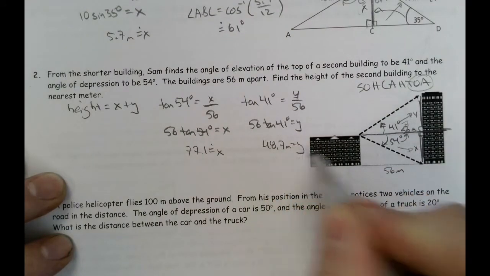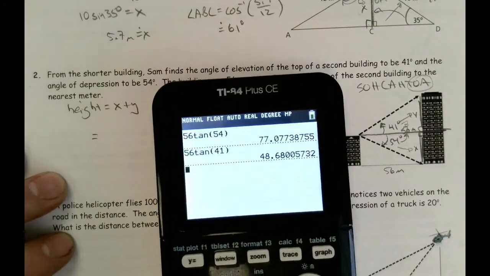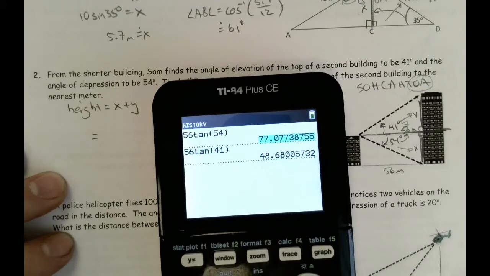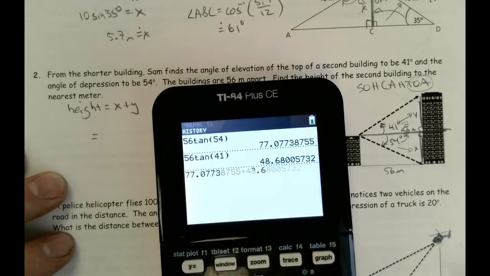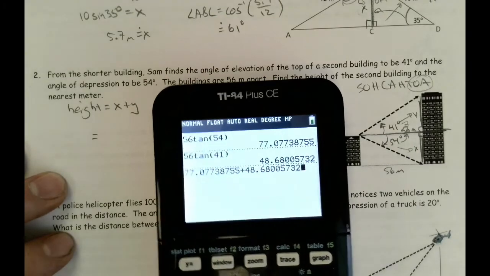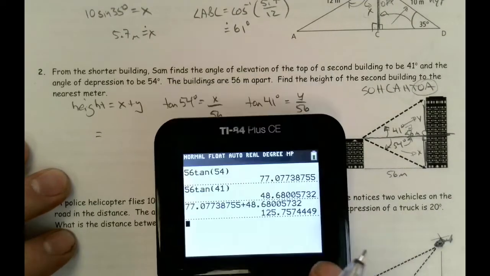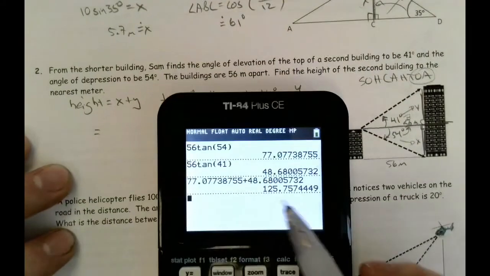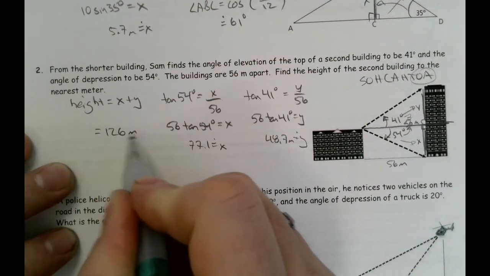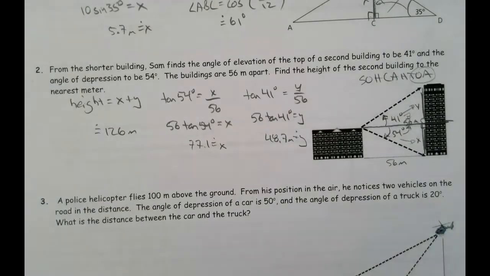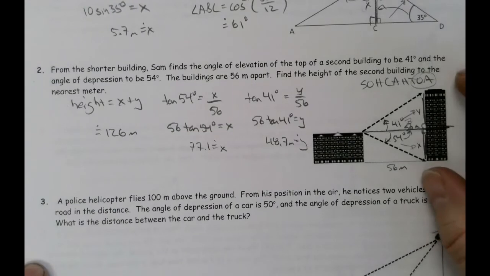Okay, well, now to get the height, I'm just going to add those two together. So on my calculator, I'm going to go up and grab that number, and add to it the value that I just calculated. I do it like this so that I don't make any rounding errors. To the nearest meter, that's going to be 126 meters. Okay, and there we go. This is a classic problem, finding the height of a building from another building.